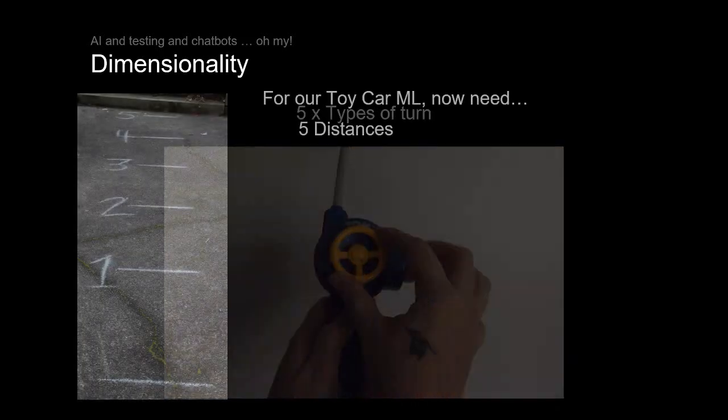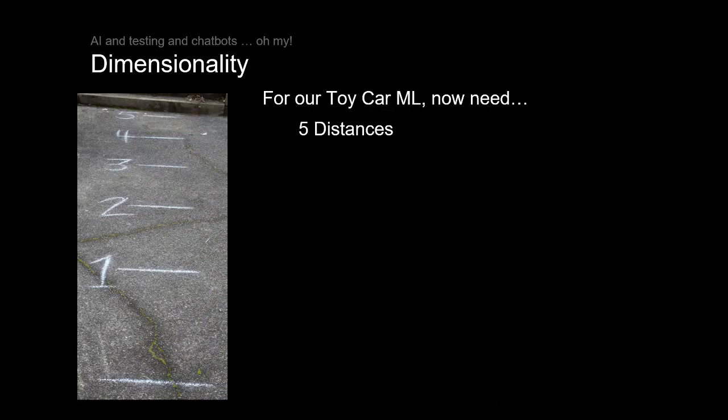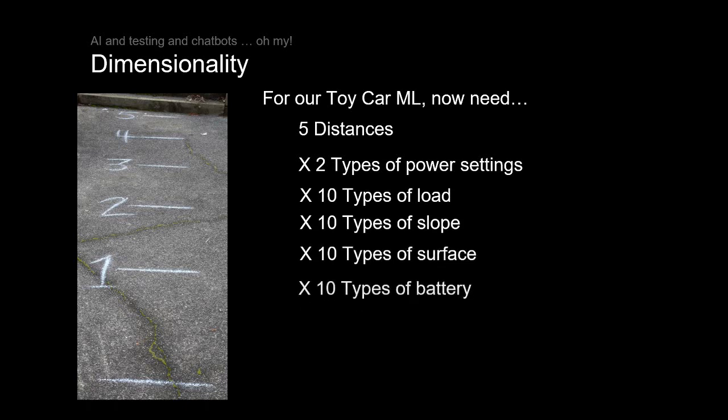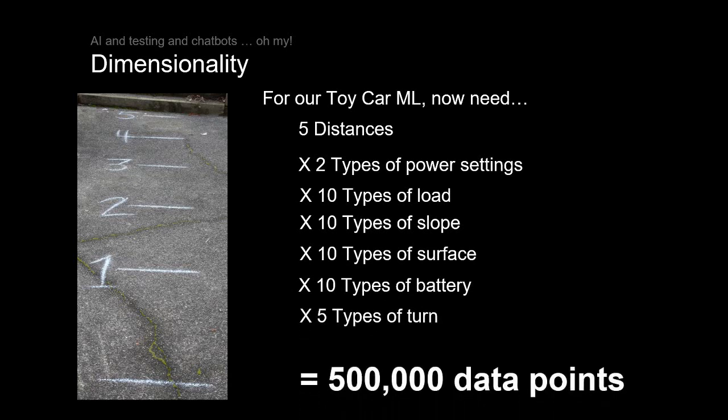All these seem really quite reasonable things, but if you take those 5 distances and those 2 types of power settings and those 10 types of load and those 10 types of slope and those 10 types of surface and those 10 types of battery, those 5 types of turn, all together to achieve something that's going to cover all that data, we need to collect not 5 types of data points, but 500,000. That's like 500,000 data points.